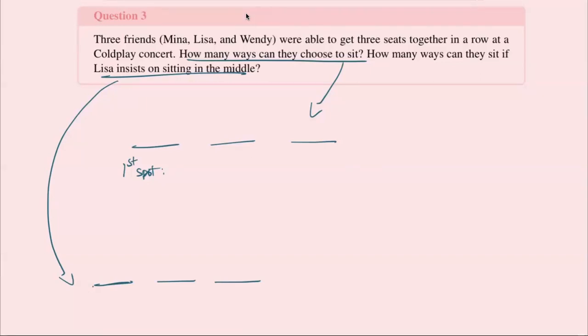Yep, that sounds correct. You have 3 options for the first spot, right? Because you have 3 friends. So you can put any one of them in here. How about the second spot? 2, right? And then the last spot, you will have 1, right?